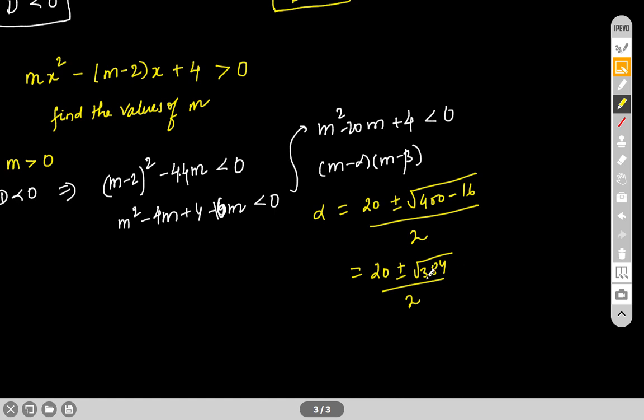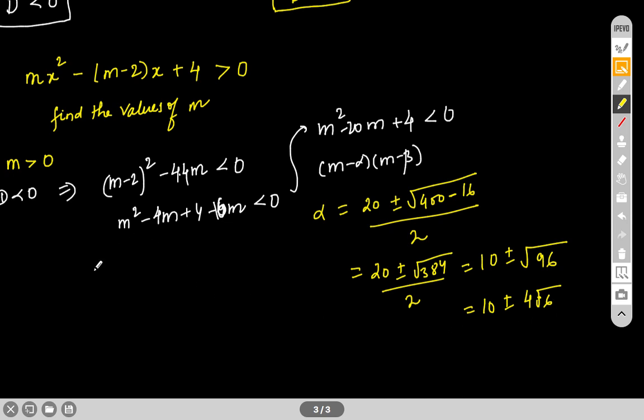Now you can take a factor of 4 out if you want. So it's 10 plus minus root 96. 96 itself is 16 into 6, so root 96 is 4 root 6. Am I correct? Yeah.